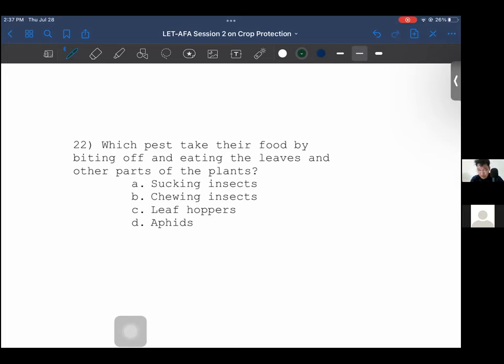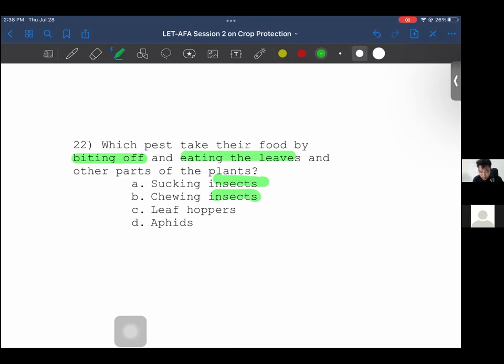This is actually an obvious question. So the answer for this item is letter B, which is chewing insects. The clues are ito, biting off at saka eating the leaves. So again, they are asking about pests. So these will be general type of pests. For example, ito, insects. So probably one or two, if I'm the one answering this on the spot, it would probably be one and two.